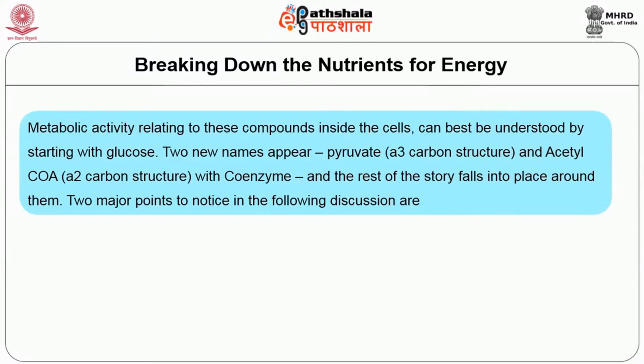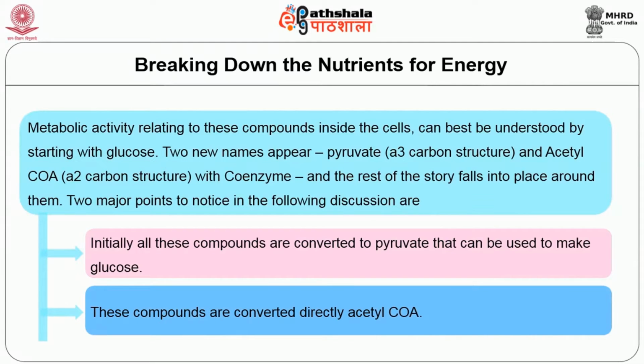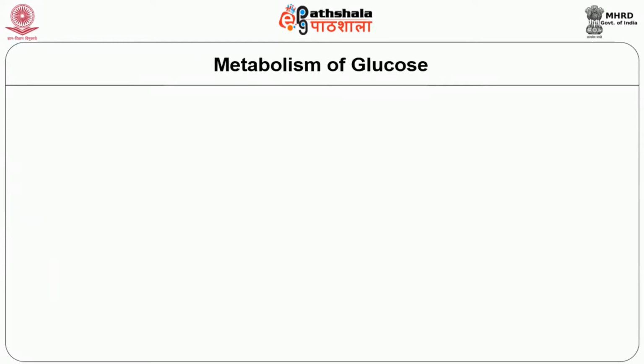The two major points to notice in the following discussion are: initially all these compounds are converted to pyruvate that can be used to make glucose, and then these compounds are converted directly to acetyl-CoA. Now we will see the metabolism of carbohydrate in the form of glucose.